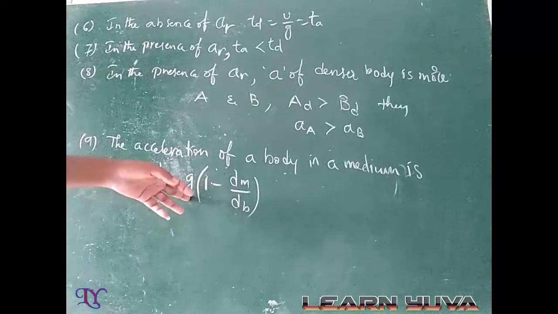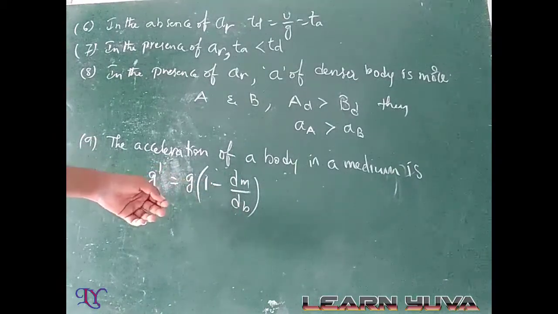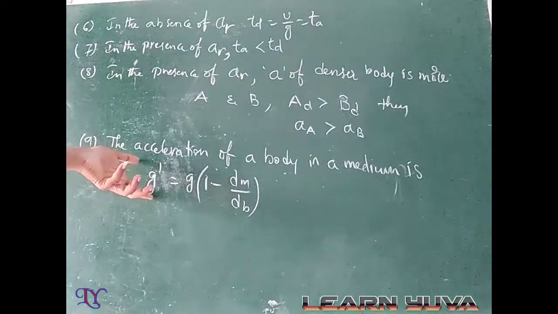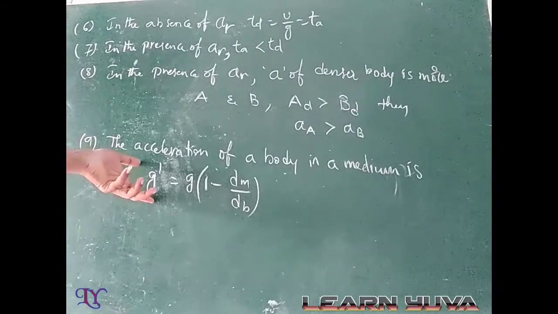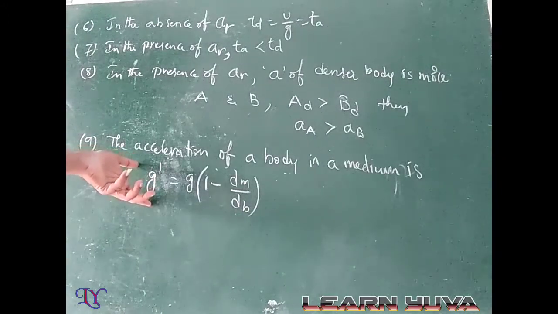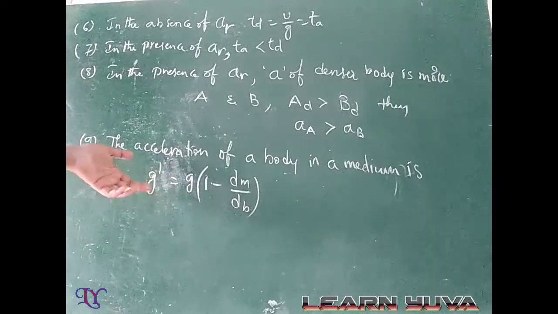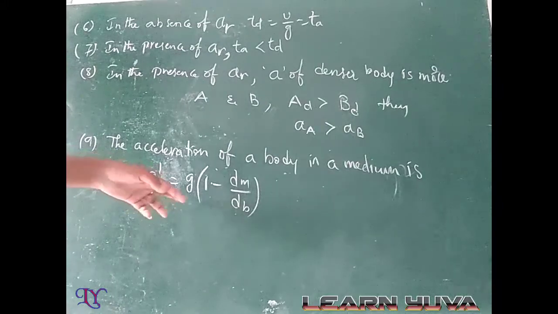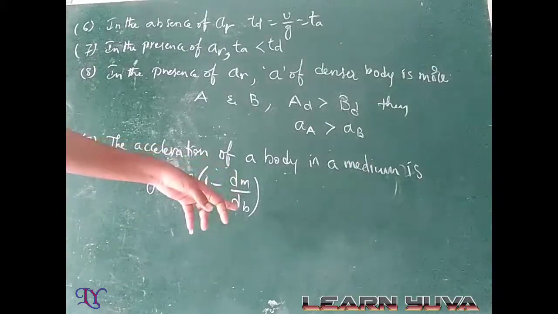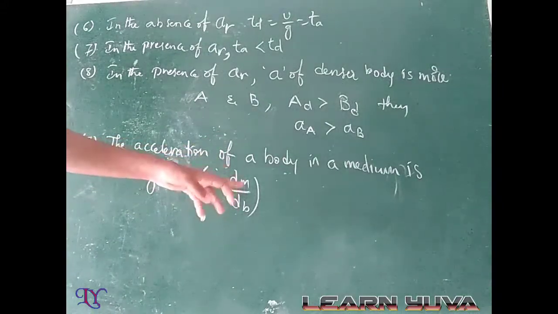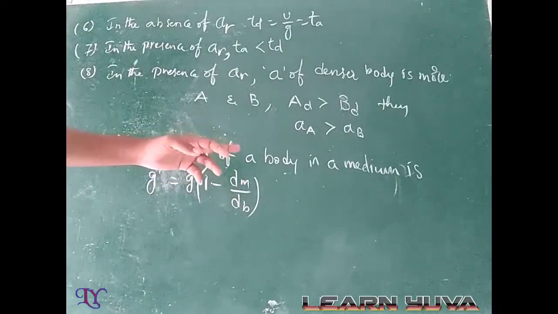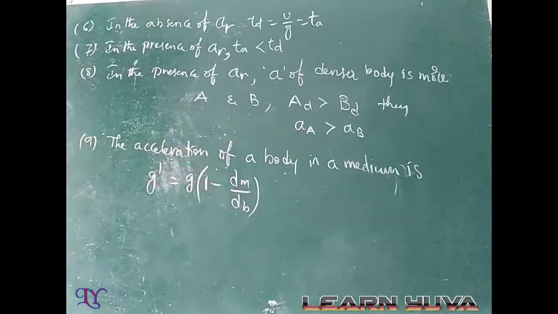Here g is nothing but the acceleration due to gravity on our earth. So if you want to calculate the acceleration in a particular medium, that is the formula: acceleration in a particular medium is g of 1 minus dm by db, where dm is the density of that particular medium and db is the density of the body, right?